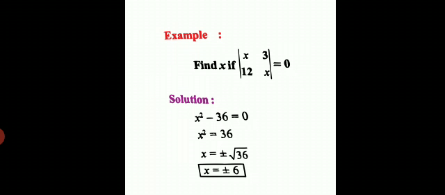Another example, find x if the determinant of x, 3, 12, x is equal to 0. Same way, multiply diagonally. x into x is x square minus 36. 12 threes are 36. Then transpose 36 to the right side. You get x square is equal to 36. Find the square root of 36. You get plus or minus 6. So like this you have to find the value of x. Such examples will come in the final examination for 1 mark.